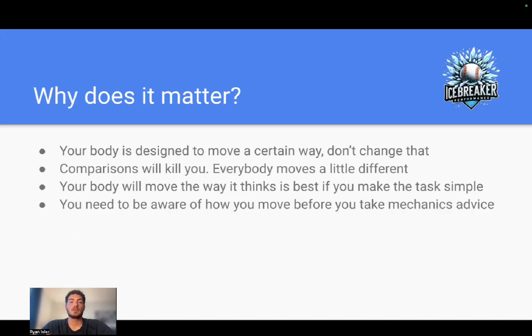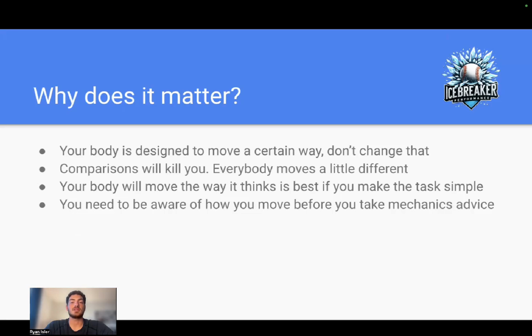So going along that route, like having comparisons is going to kill you, right? If you compare yourself and you try to just move like big leaguers because they're where you want to be, you're not going to ever move like that, right? Everybody moves a little bit differently. So if you are trying to copy somebody else, you're not moving in your optimal way, right? Your body is going to move in the way it thinks it's best.